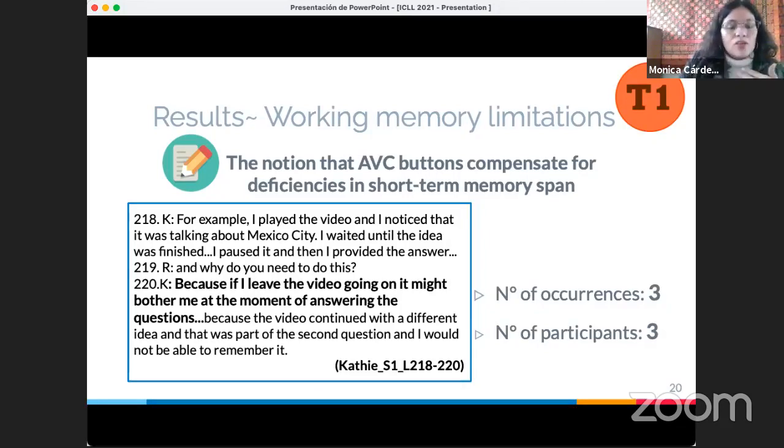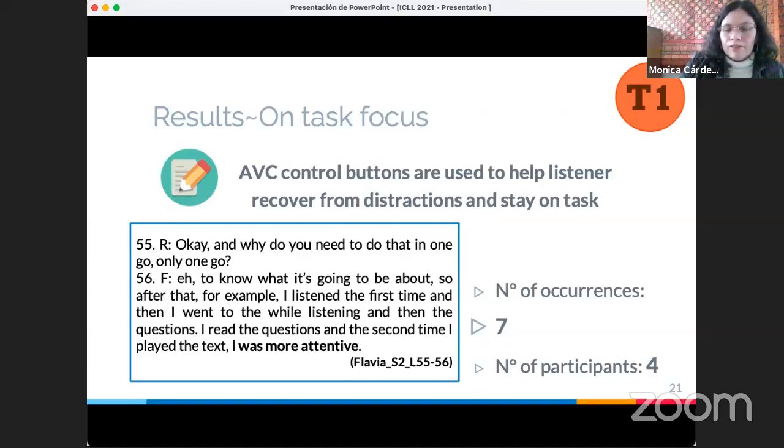So for instance, for cluster 1, the first theme, working memory limitations, Kathy in session 1 told us that she paused the video to ensure that the running audio would not bother her. Not doing this, in her opinion, may have affected her remembering the information she had heard. Next, Natalia, please. As for on-task focus, Flavia told us that she decided to play the video again to be more attentive. And similar reasons were posited by 3 other participants. Next.